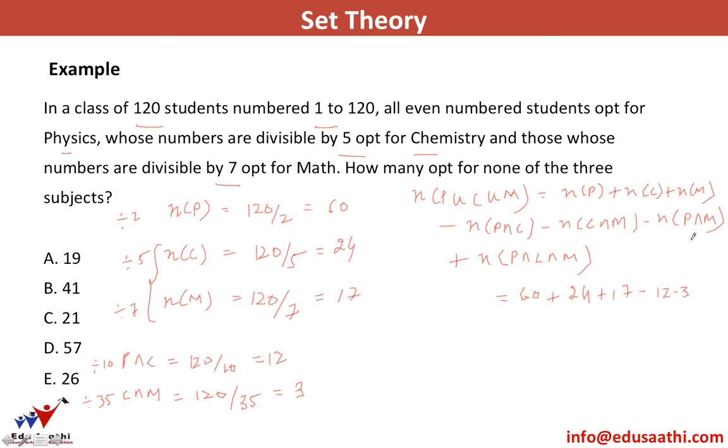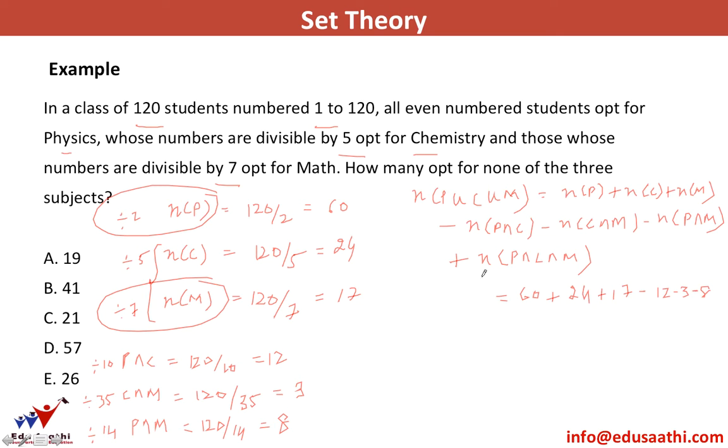Now I have to find out P intersection M. So P is divisible by 2 and M is divisible by 7. So I need to have divisibility by 14 here for P intersection M. When you divide 120 by 14, the quotient you'll get is 8. So I have a minus 8 here.